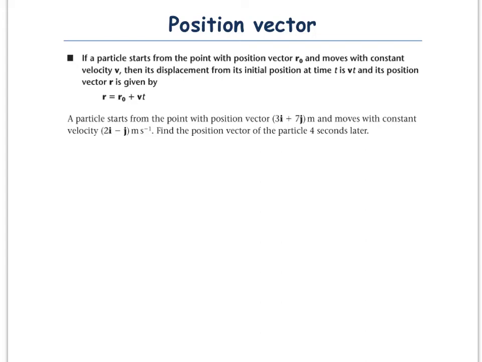Position vectors. You're quite often asked to find position vectors in a Mechanics 1 exam. And that's given as the following. If a particle starts from the point with position vector r0 and moves with a constant velocity v, then its displacement from its initial position at time t is vt, and its position vector r is given by r equals r0 plus vt.